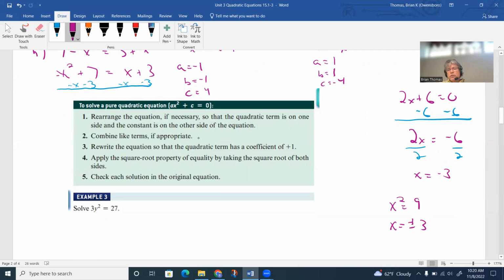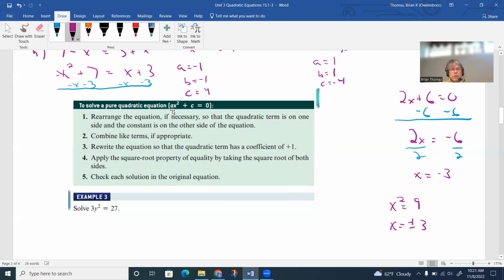There's actually two solutions here, because 3 squared gives me 9 and -3 squared gives me 9. So a quadratic equation can have up to 2 different answers. We've got to keep that in mind as we move forward. So now let's get into solving a pure quadratic equation.